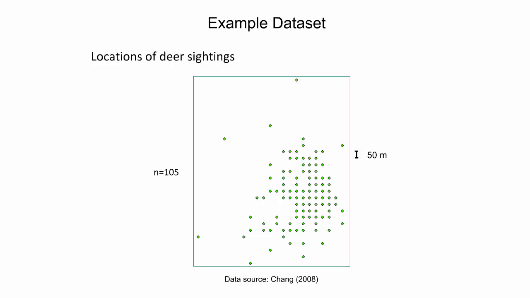The data grid values that result from the kernel density estimation may be scaled in 3 different ways. This will be illustrated with a simplified dataset of 105 deer sighting locations shown in this figure. In this dataset, the point spacing between nearest sighting locations is 50 meters. Each dot corresponds to 1 sighting.